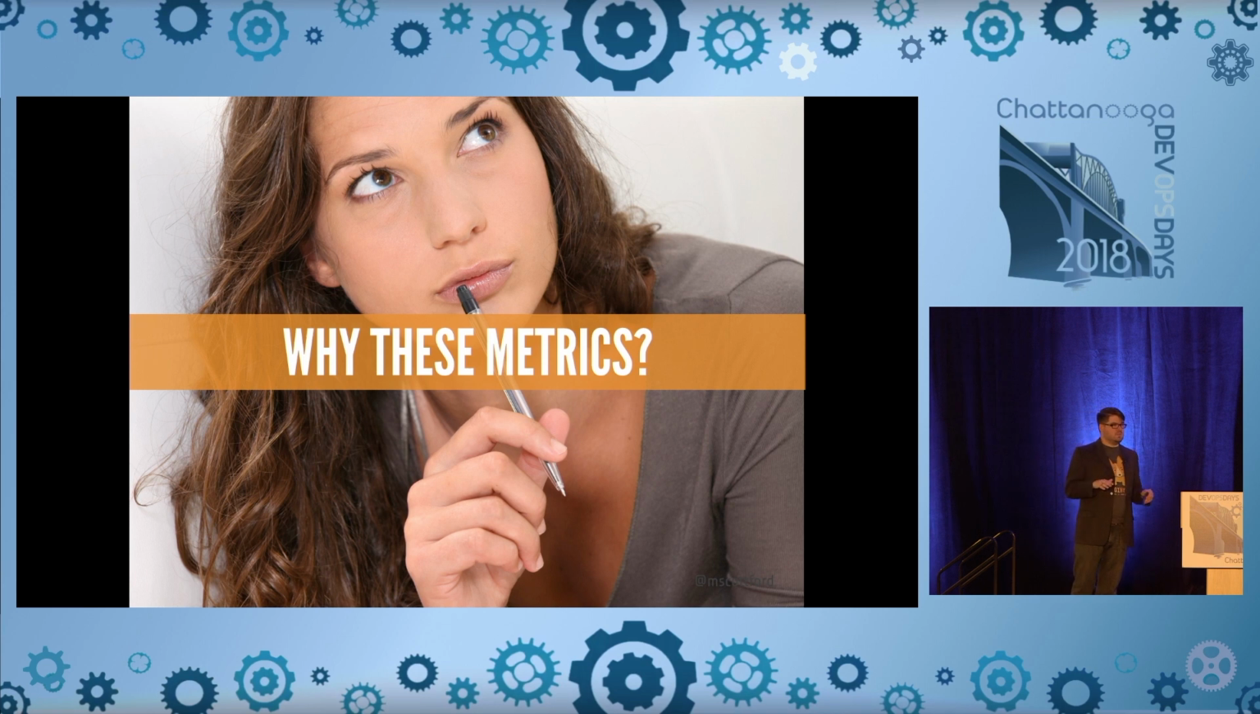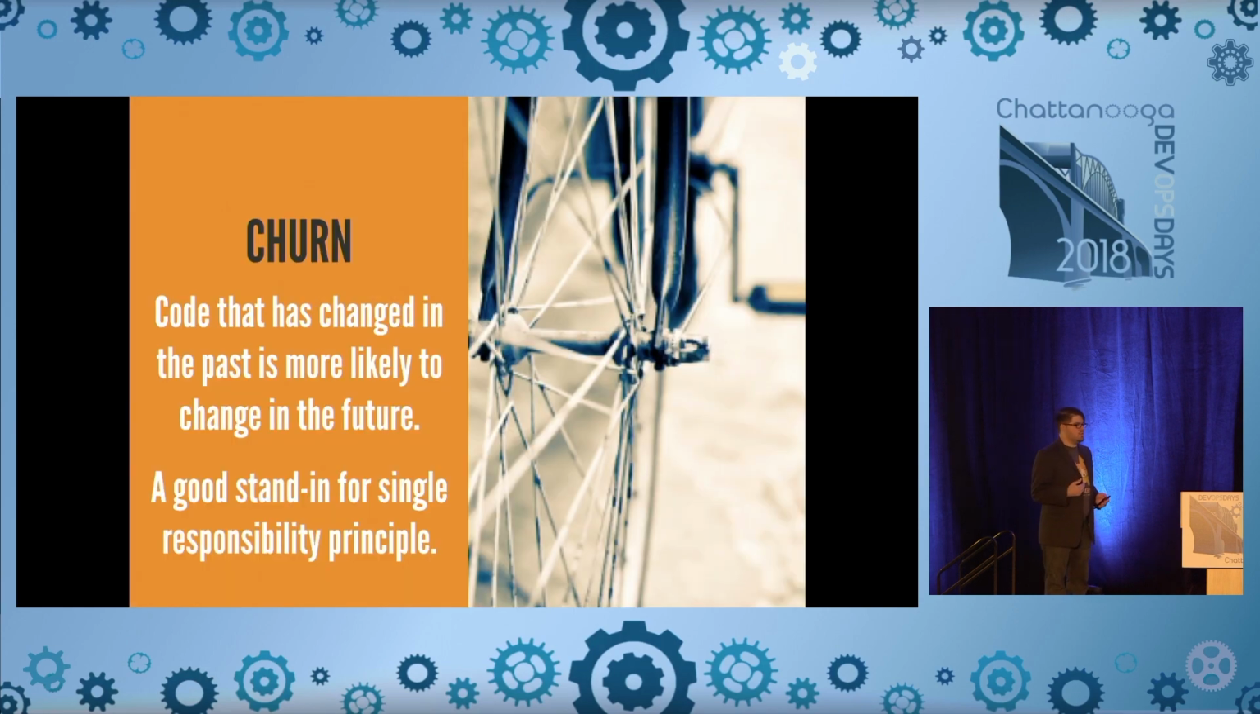So that's a quick overview of the different metrics, what they are, and how we collect them. But why the focus on these particular three metrics? So churn. The reason I like to focus on churn is that it allows you to make some inferences that code that's changed in the past is more likely to change in the future. And it can be a really good stand-in for the single responsibility principle and the open-closed principle, which are good object-oriented design strategies.